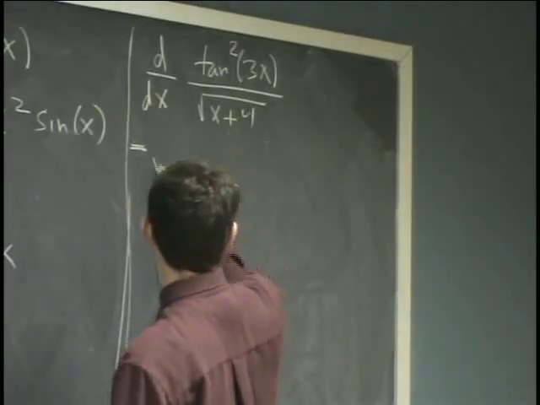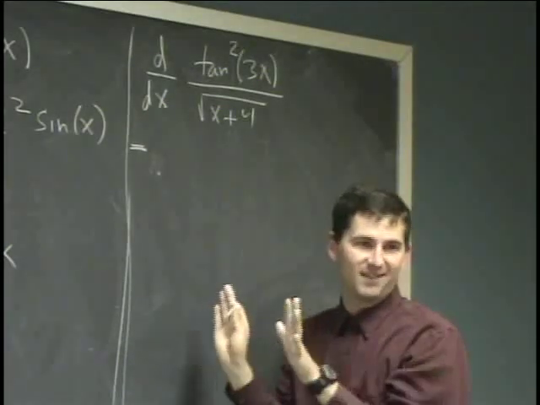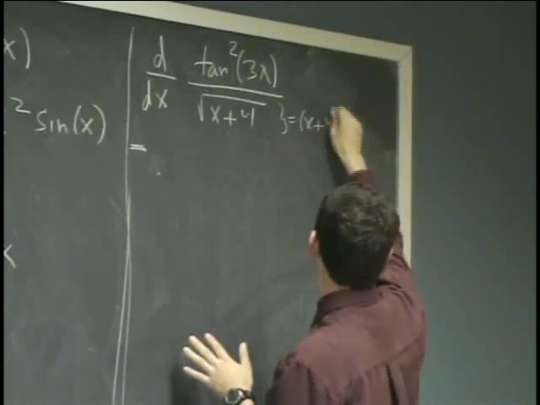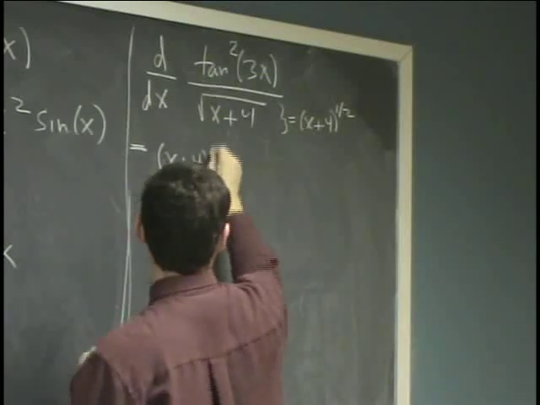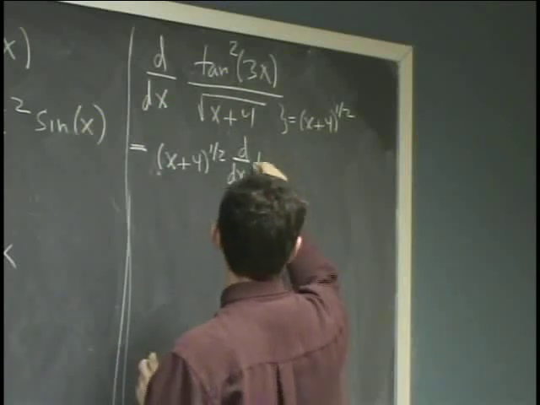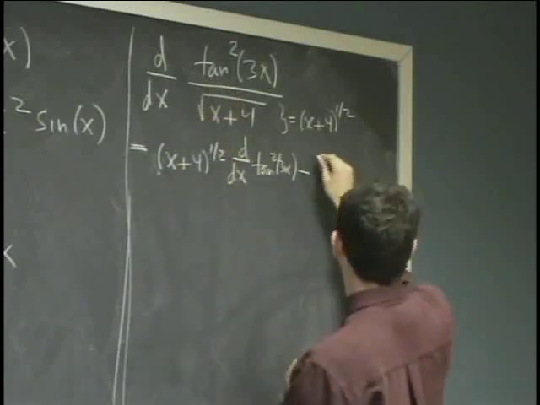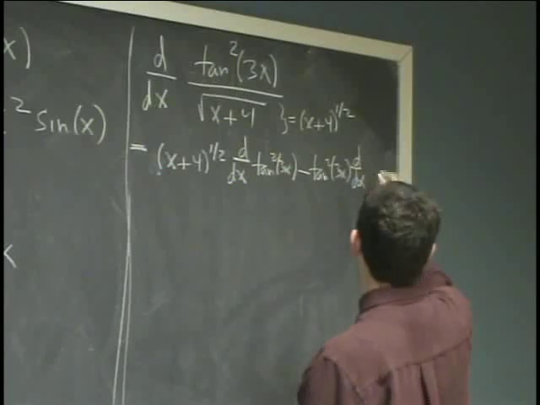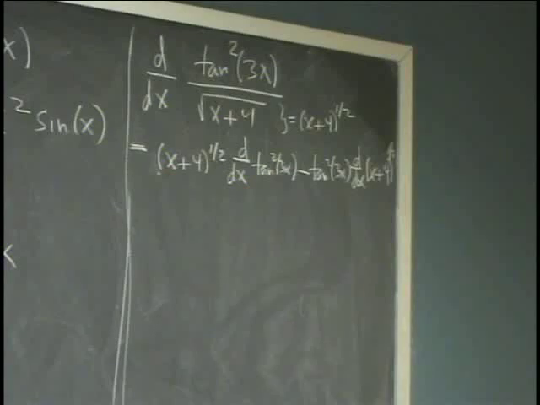Okay, so I do low. Now, of course, what's the first thing I really want to do here? Yeah, all right, I want to take this bit here and write it as x plus 4 to the 1 half. So I'll write it that way. X plus 4 to the 1 half times the derivative of the top, which is tangent squared 3x, minus top times the derivative of x plus 4 to the 1 half. Whew, we're running out of space.